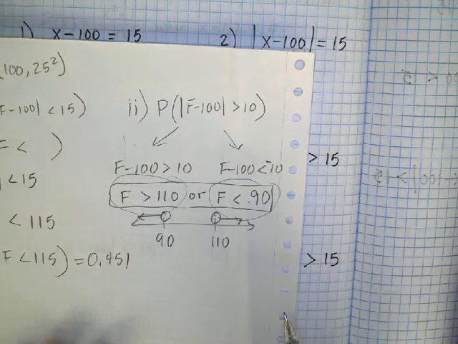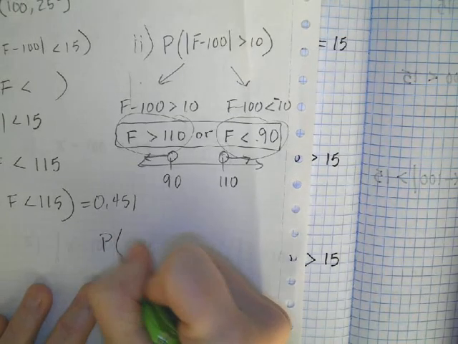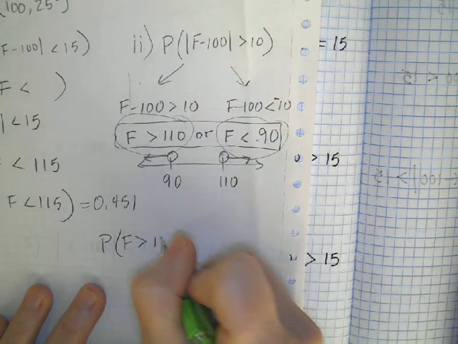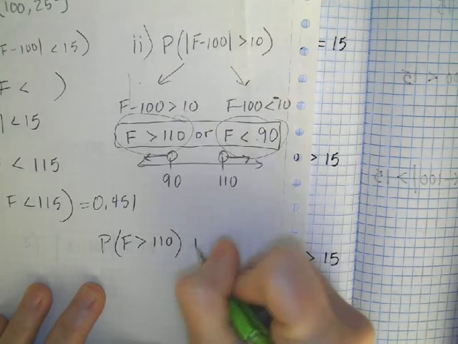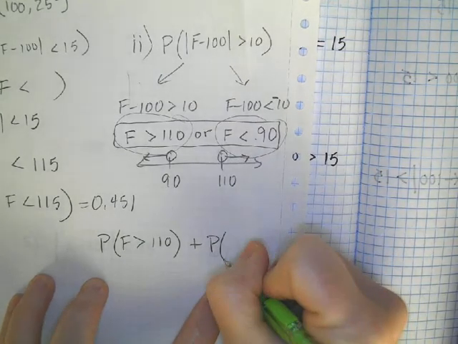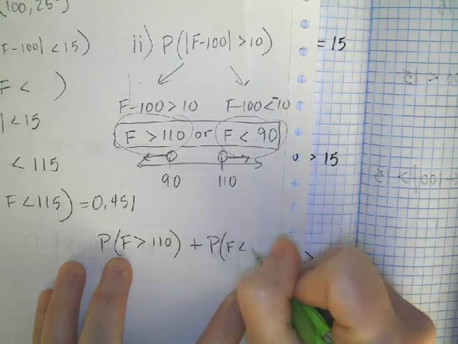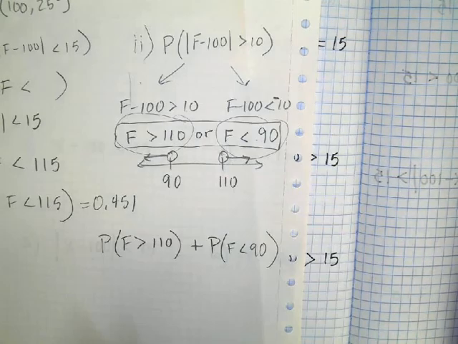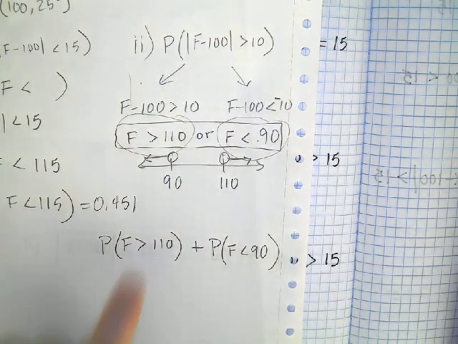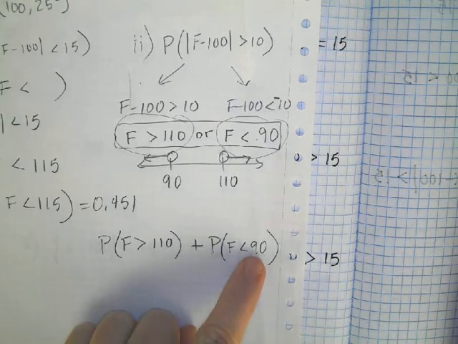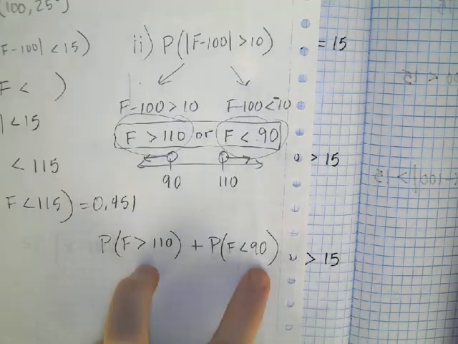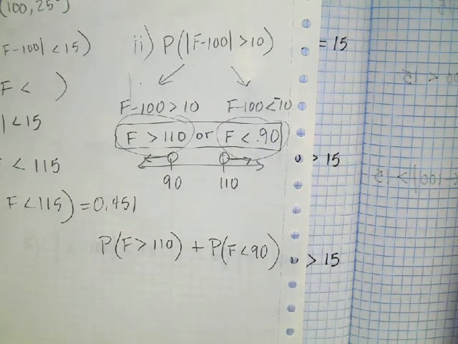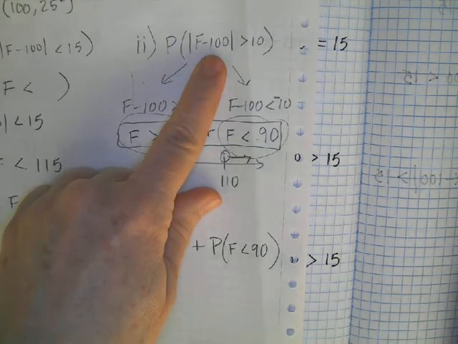Okay, so I'm going to find the probability that F is greater than 110, and I'm going to add that to the probability that F is less than 90. This is a situation where I'm a winner if I get these or if I get these. Both of these solutions make me a winner. These are my probabilities that satisfy this absolute value inequality.